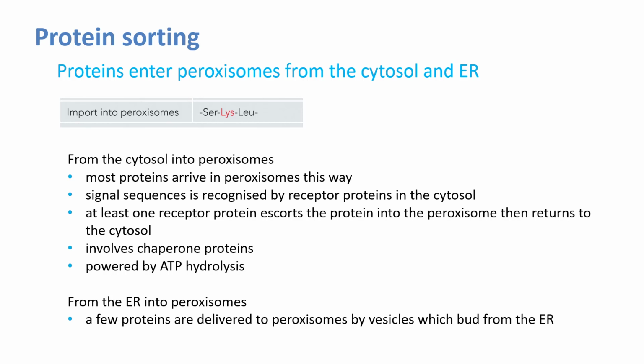There is another possible way for proteins to be delivered into peroxisomes, which we'll talk about shortly, and this is when they're delivered by vesicular transport.